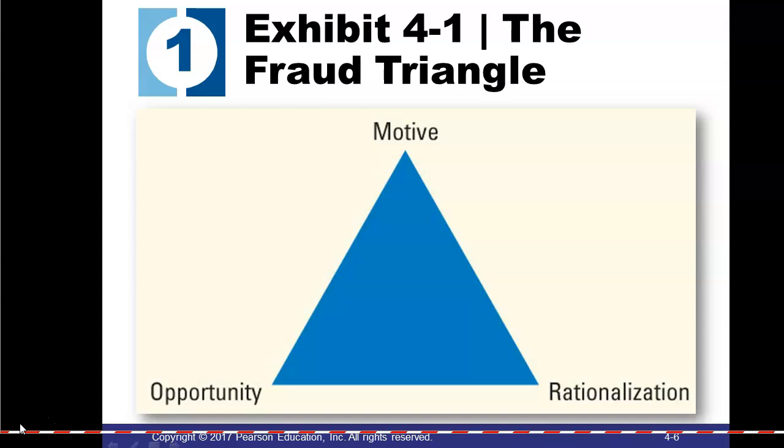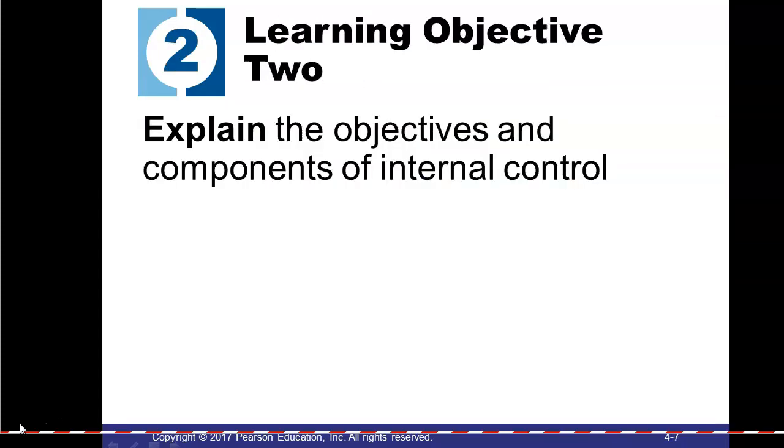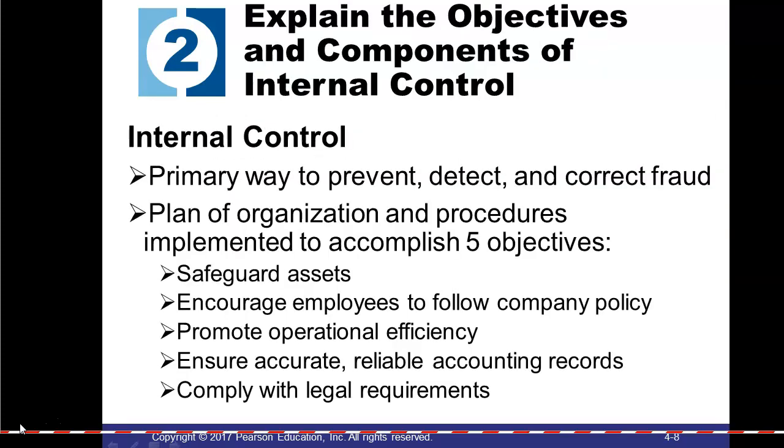What they're doing, why they're doing it, and they have opportunity and motive to do so. So what are the objectives and the components of internal control? It's a way to prevent, if possible, or detect or correct fraud. That's the whole purpose of it. It really is designed to prevent.